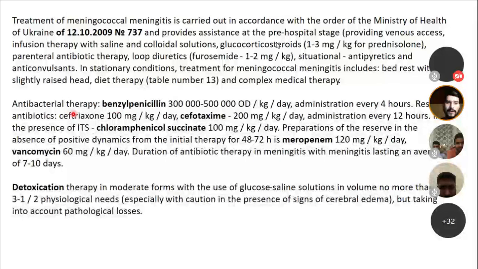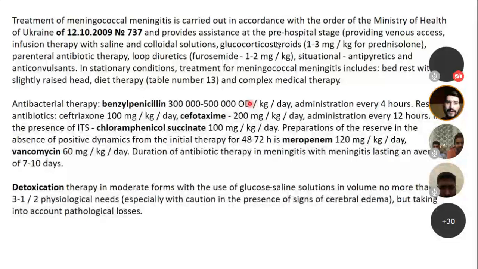Again, the cephalosporins over here, and the dosages as well. You guys can keep this, and you can rely on these dosages, because these are the official guidelines and protocols of Ukraine. So these are the ones that you have to be indicating in your modules.